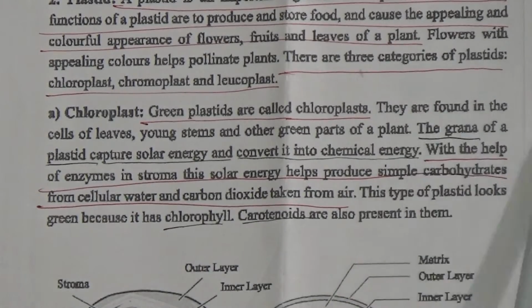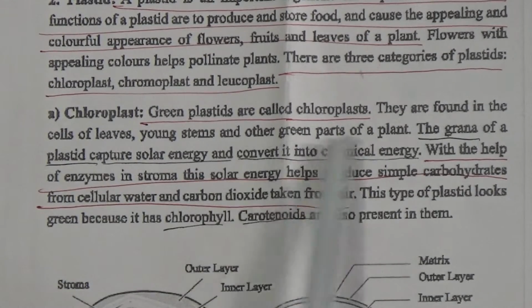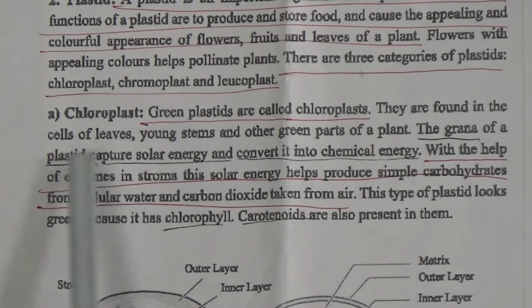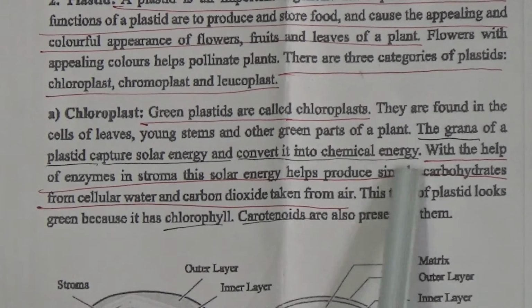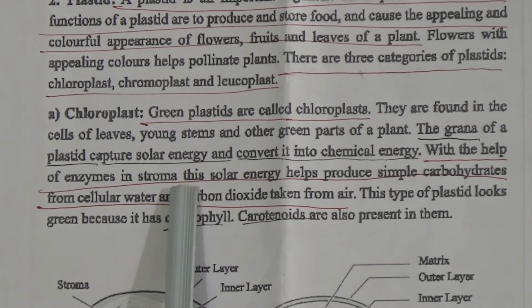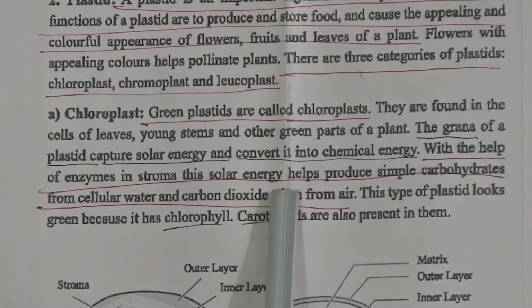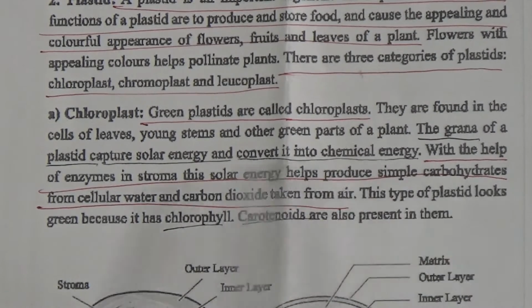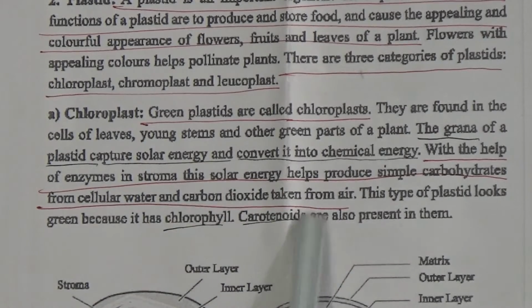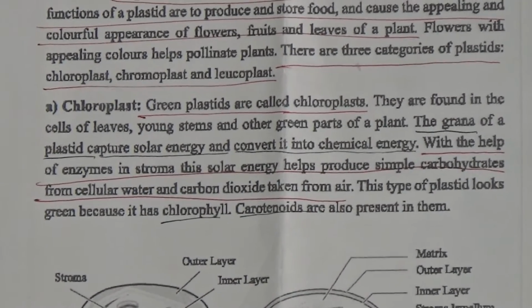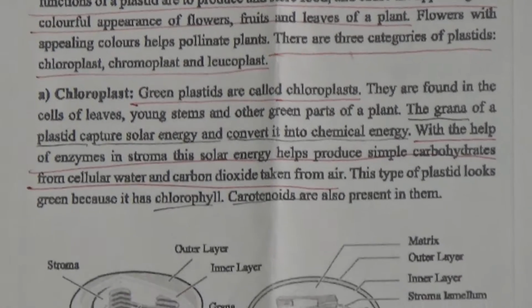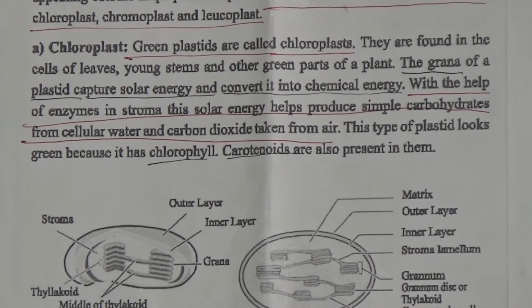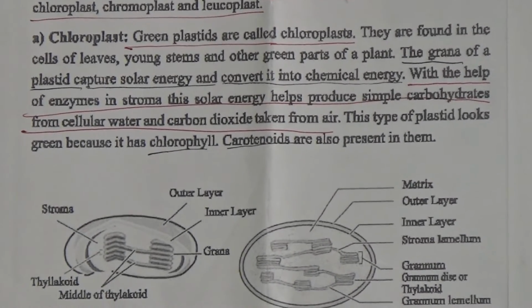They are found in the cells of leaves, young stems and other green parts of a plant. The grana of a plastid capture solar energy and convert it into chemical energy. With the help of enzymes in stroma, this solar energy helps produce simple carbohydrates from cellular water and carbon dioxide taken from the air. This type of plastid looks green because it has chlorophyll. Carotenoids are also present in them. So, chloroplast is green because of the chlorophyll.